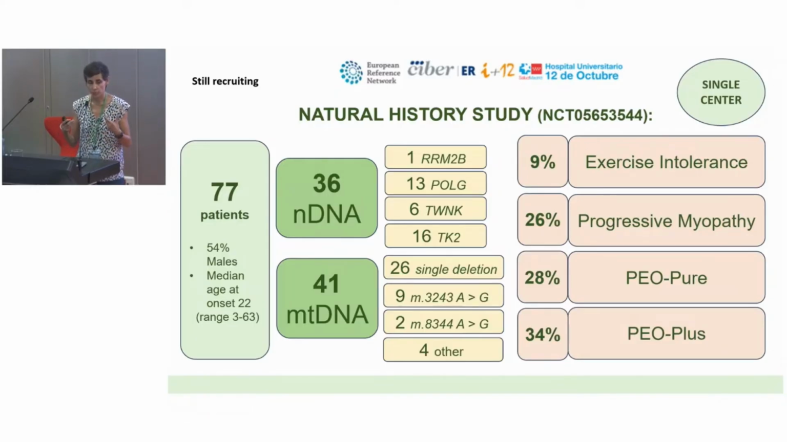The clinical distribution in this cohort is, as you can see here, the more frequent phenotype is the ophthalmoplegia plus phenotype, followed by the ophthalmoplegia pure phenotype, but there is also a big group of patients that have progressive muscle weakness. The less frequent phenotype is the group with isolated exercise intolerance.